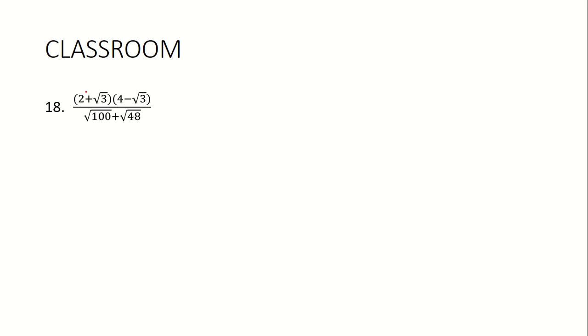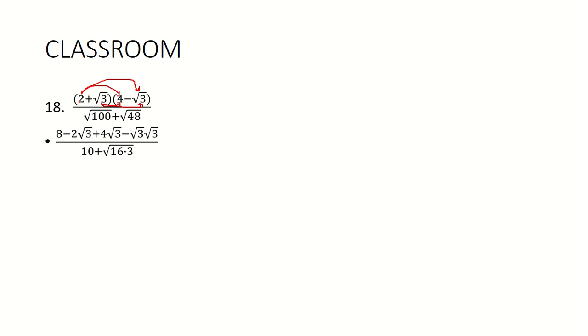Here, FOIL out the numerator. And obviously the square root of 100 will be 10. I can't find the square root of 48. I'll have to split it by finding a perfect factor. When I FOIL out the numerator, this is what I'm going to get.